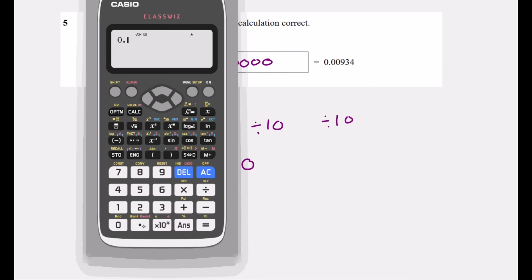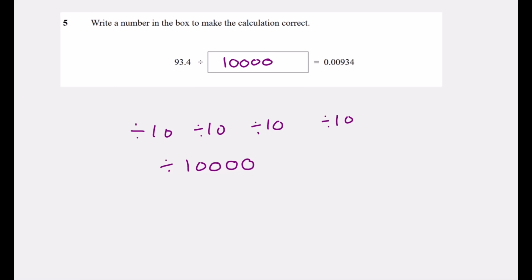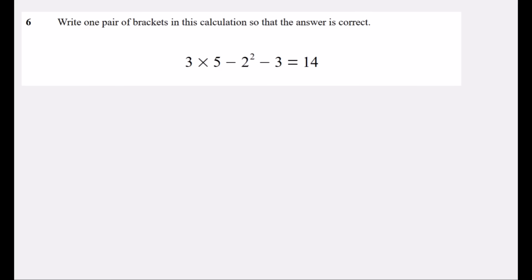So how can we check that's the same? Well, if we type in 0.00934, we should get the same answer. 467 over 50,000, or 9.34 times 10 to the power of -3. So we know we're right.